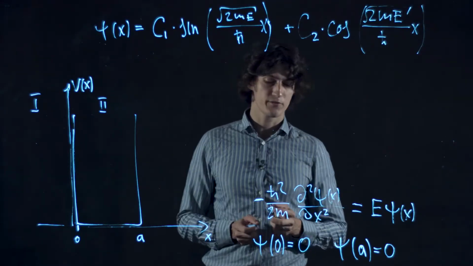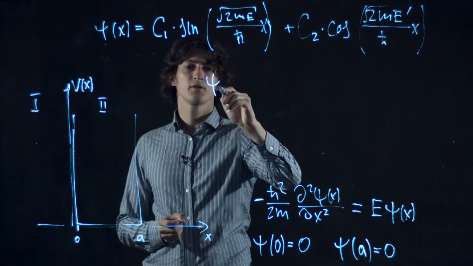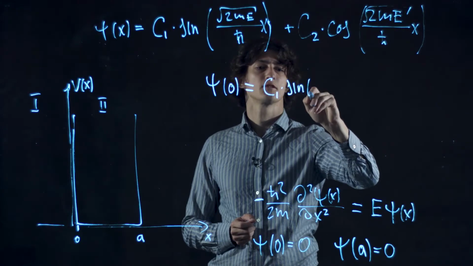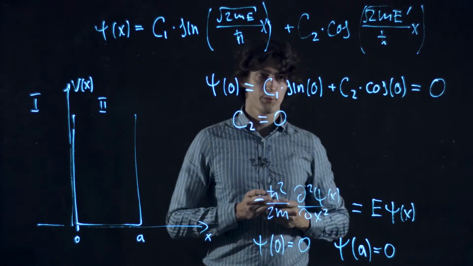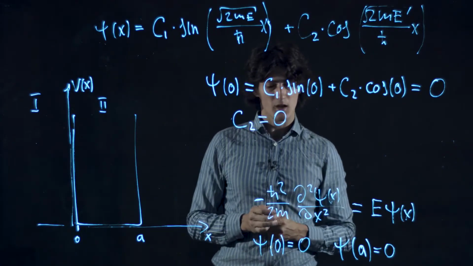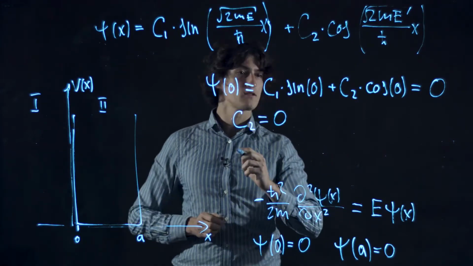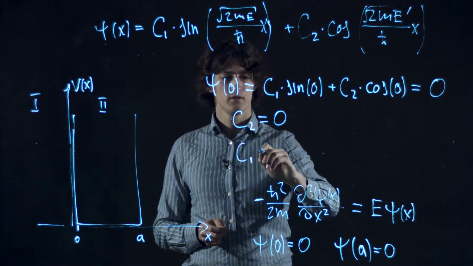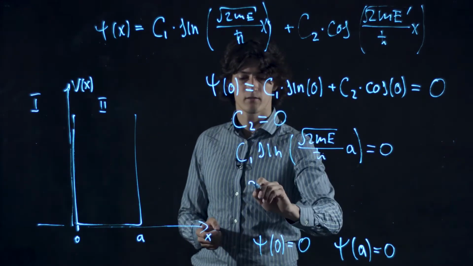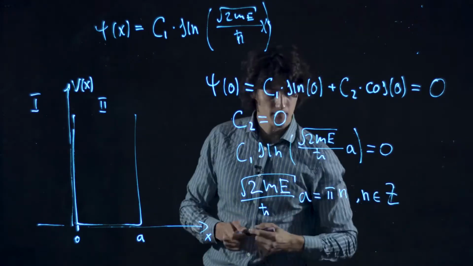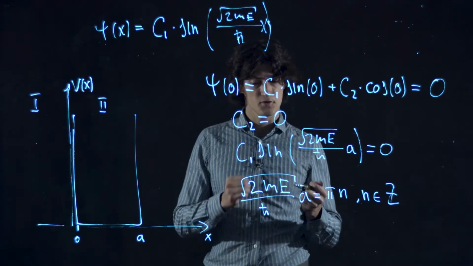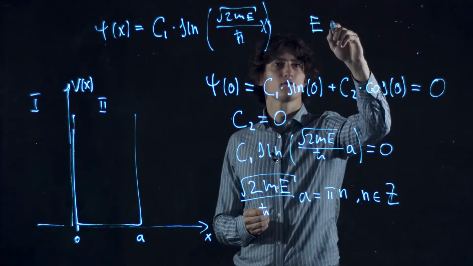Let's apply the first boundary condition to this function. That will give us c of 0 equal to c1. So we see that the first boundary condition imposes c1 to be 0. What about the second boundary condition? It leads to the following equation, c2 sine. The solution of this trigonometric equation is the following. So from this equation, we can find the possible energies of the particle. It equals the following.